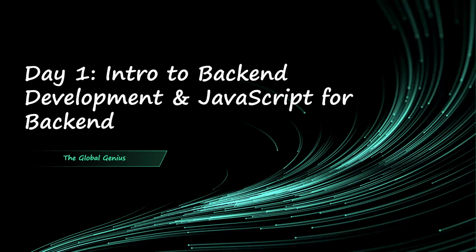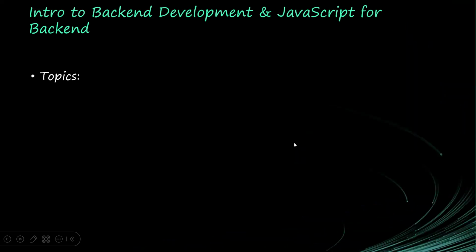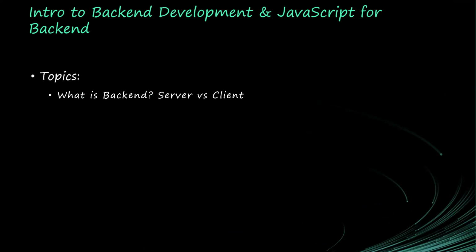Let's ride. So today we'll be talking about an introduction to backend development and JavaScript for backend. We'll be looking at a few things here. We'll be talking about what backend is, the server and the client. We'll be making a comparison between the backend and the front end. We'll also be looking at the server and client architecture. We'll be installing Node.js and NPM. Of course, NPM comes with Node.js. And we'll also be installing Visual Studio Code.